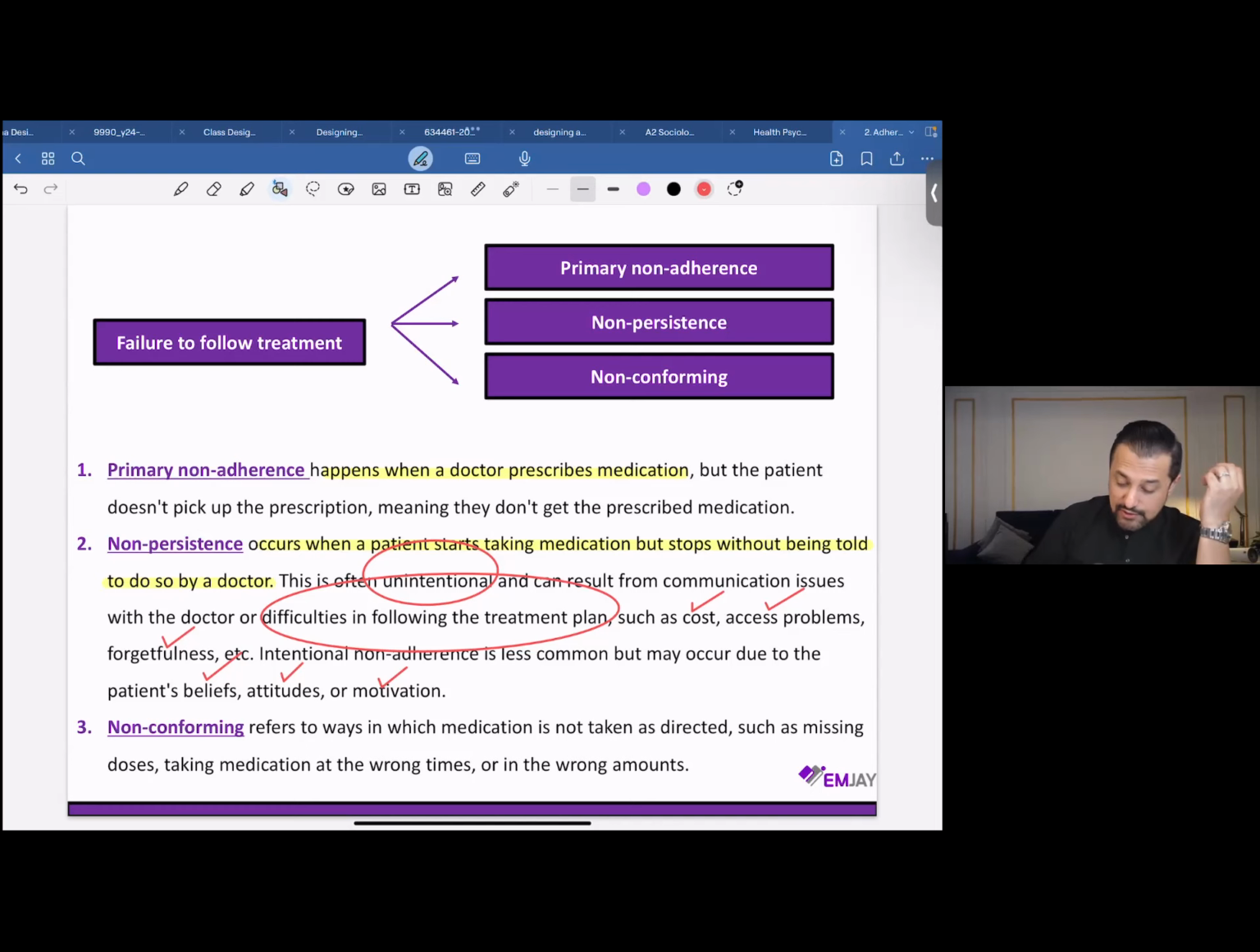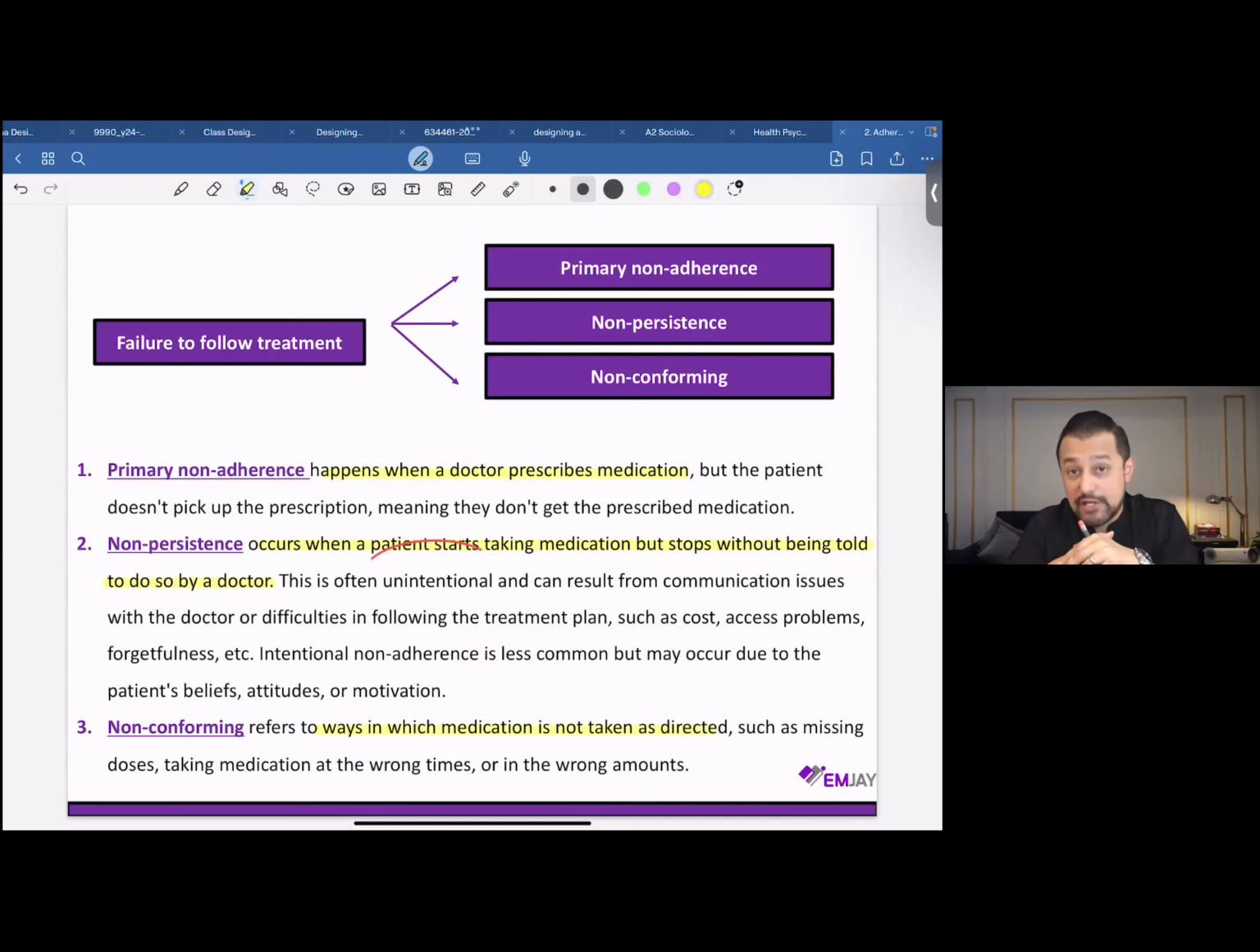Number three, the third category that we delve into right now is non-conforming. Now, what do I mean when I use the word non-conforming over here? Non-conforming refers to ways in which medication is not taken as directed. So, probably you are taking medicines, but you are not really adhering to the advice that was given to you by the practitioner the way you're supposed to, such as missing doses. This could be one factor, taking medication at the wrong time or in wrong amounts.